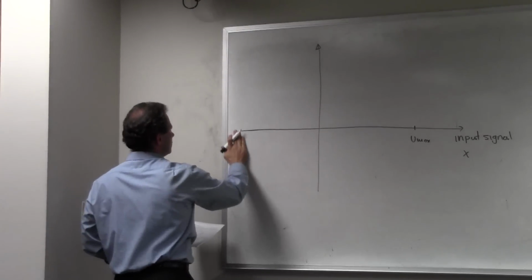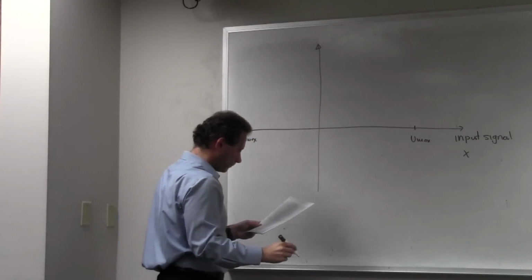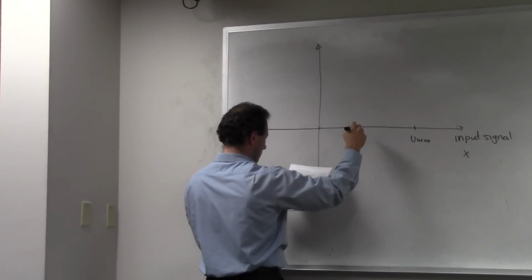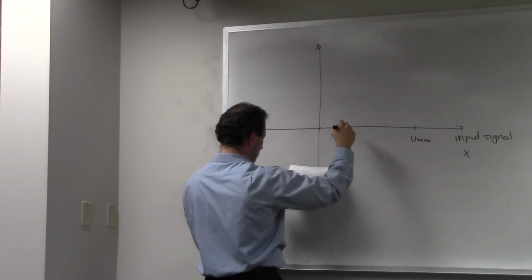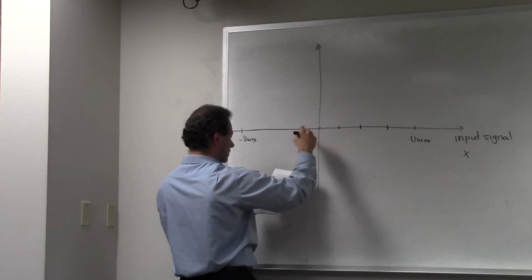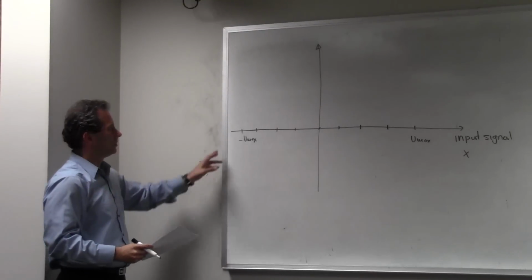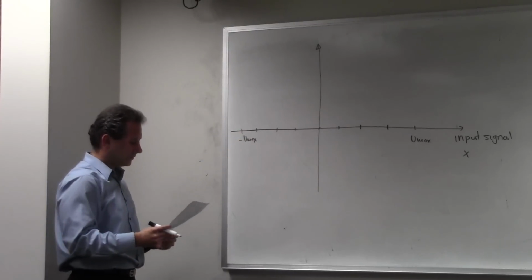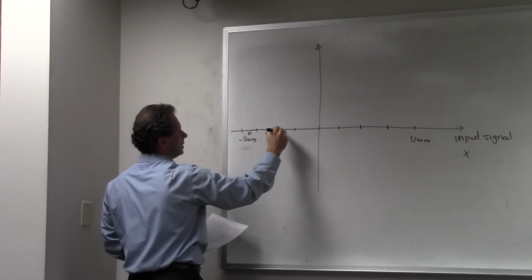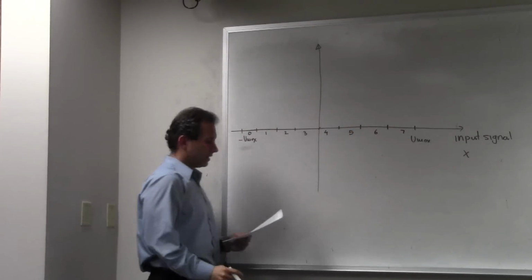So, what happens here? I'm going to have an 8-level quantizer because I'm going to put 8 distinct intervals here. These are intervals 0, 1, 2, 3, 4, 5, 6, 7. So I have 8 intervals.